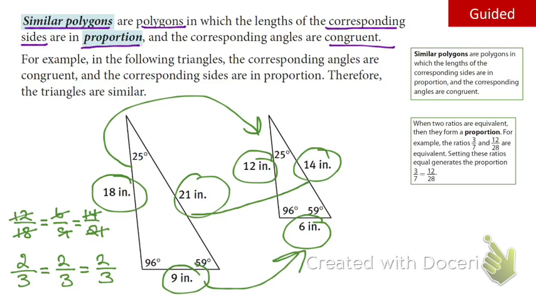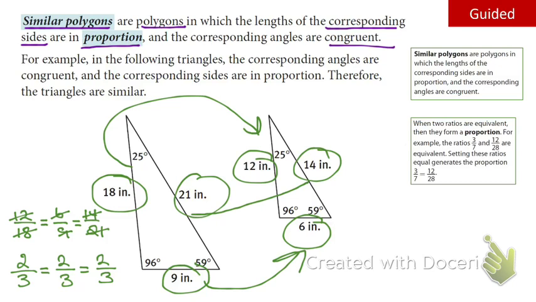So when we reduce these, you can see that we have a set of ratios that equally generates a proportion. And because they're equal, because the proportion of each of the corresponding sides are equal, then these two triangles are similar. Another way that you could have done this is you could have flipped it over.